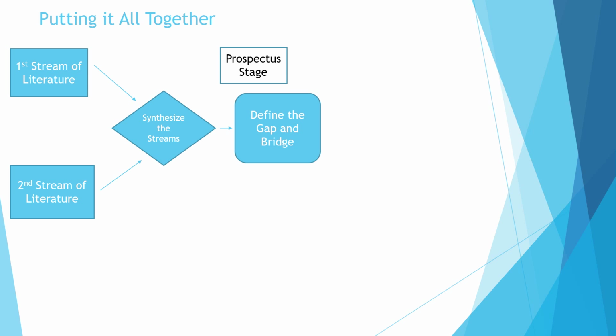Until you pass the prospectus stage and turn in a completed prospectus, you can't really advance any further. So you're going to need 2 well-defined, very narrowly focused streams of literature. You're going to have a tightly defined gap and a bridge. It may not be totally done, but this is required to show that you know what you're doing and you know the direction you're going. And at that point, you'll get a panel or a committee assigned to the dissertation.